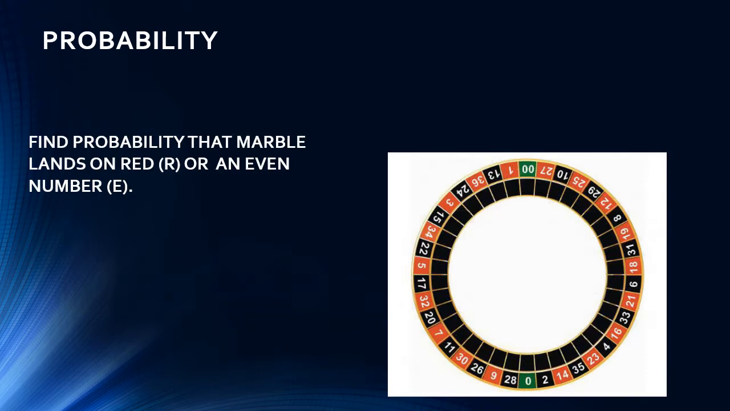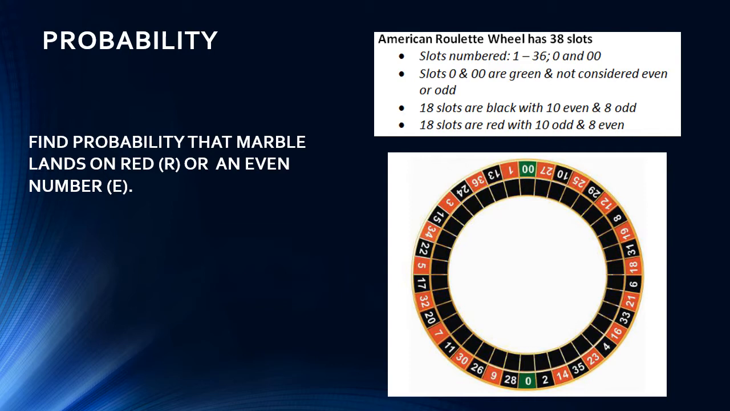Find the probability that a marble lands on red or an even number. That's event E. All right, so we first need to understand a roulette table. In American roulette, there are 38 slots, and it's not symmetrical, so you need to know this. The slots are numbered 1 through 36. There are two other numbers: a 0 and a double 0. 0 and double 0 are green, and these are not considered even or odd.